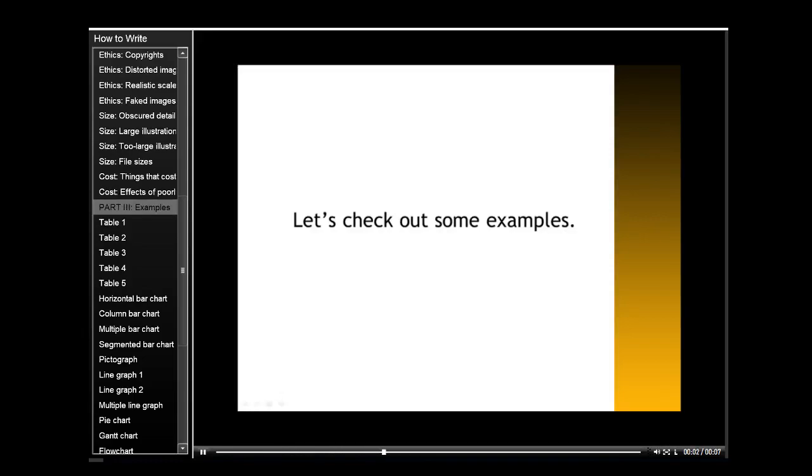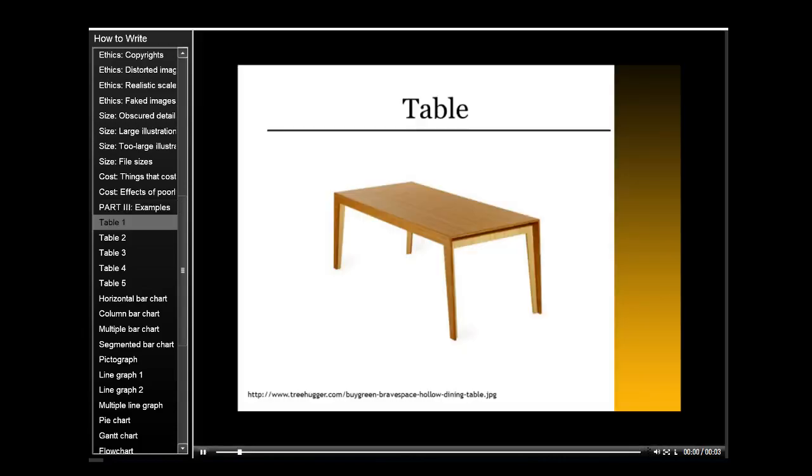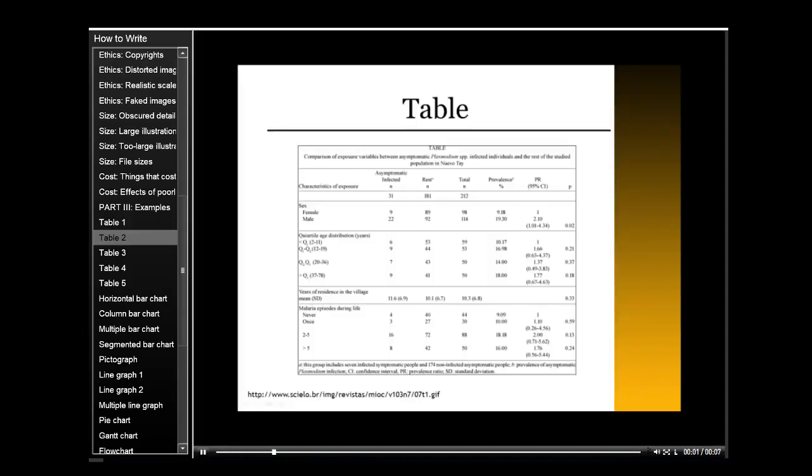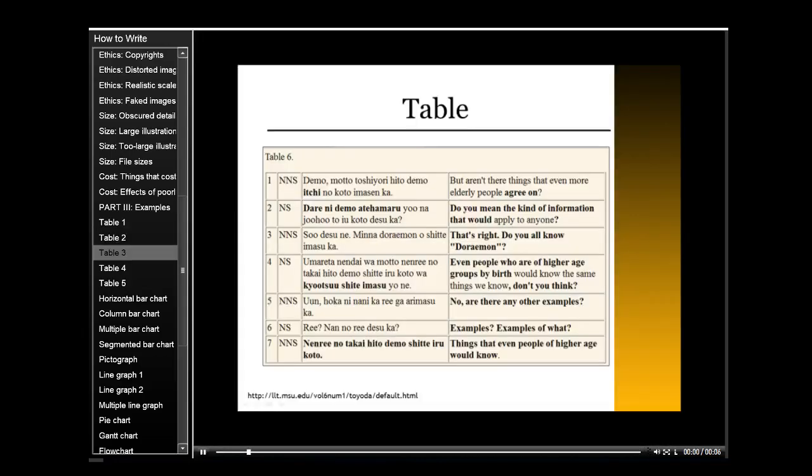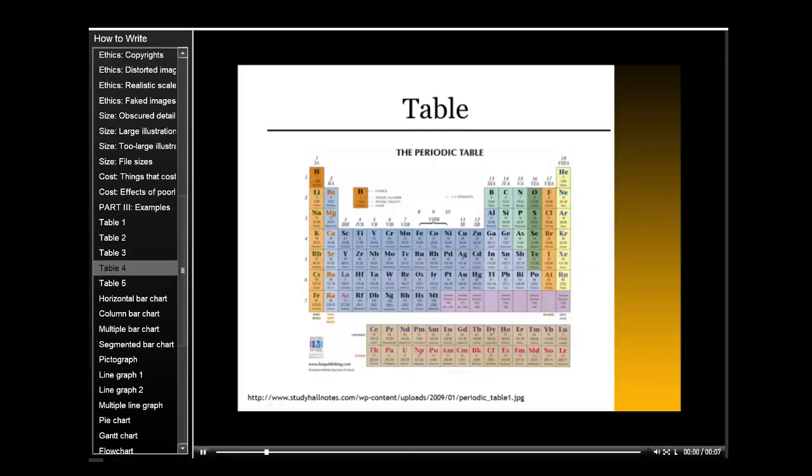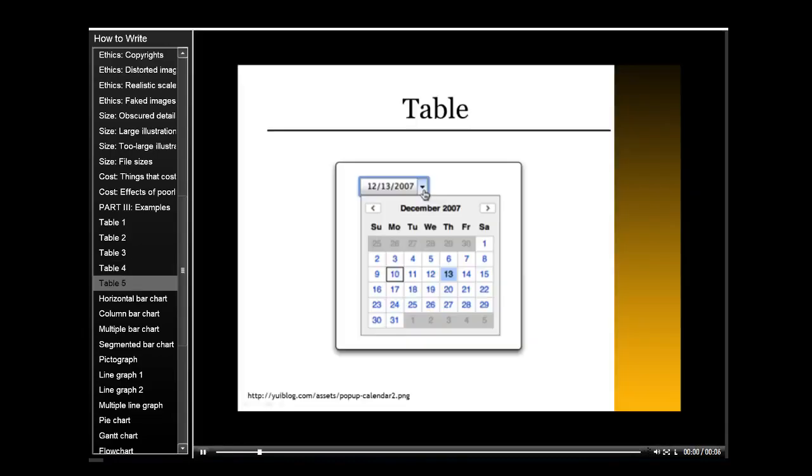Let's take a look at some examples of illustrations. We have tables. Oh, wait. We have tables. It's not a fantastic table, but it's a table. It works. Here's another table, rows and columns. Another very famous table that you have sometimes used in your science classes. A table that you use almost every day, I'm willing to bet.